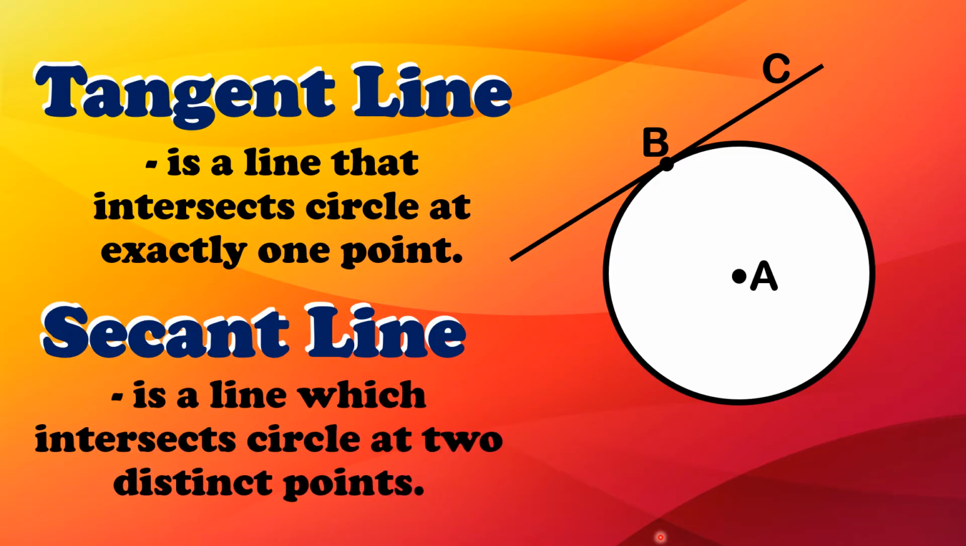Secant line is a line which intersects a circle at two distinct points, and this will be the illustration of secant line. Line ED is a secant of circle A, wherein the two distinct points are point E and point D. So the secant line intersects circle A at point E and point D.